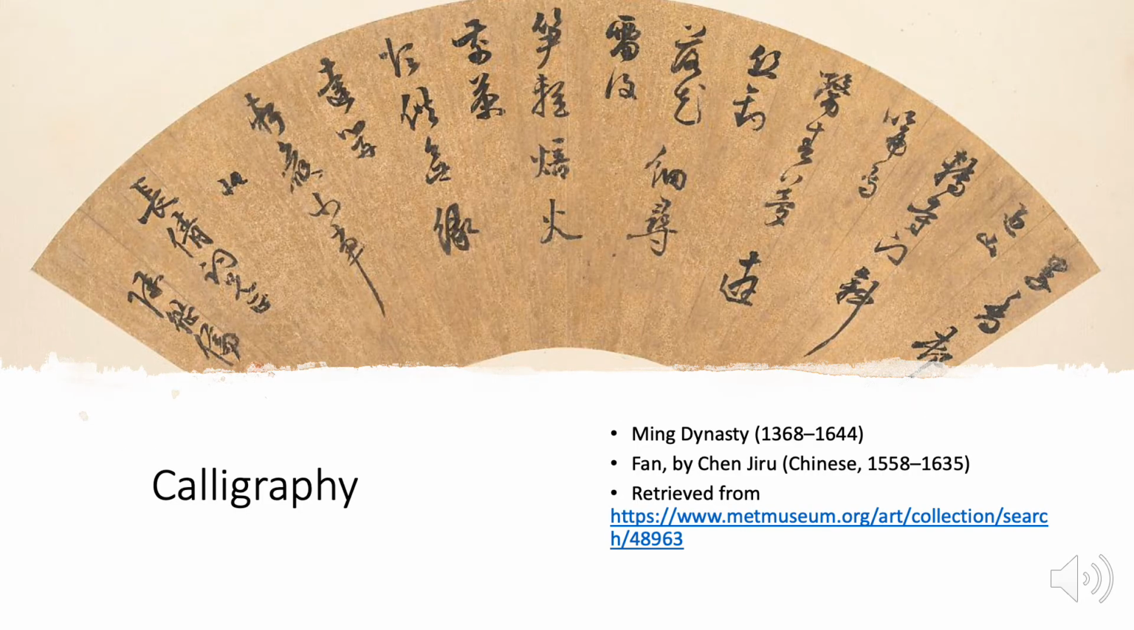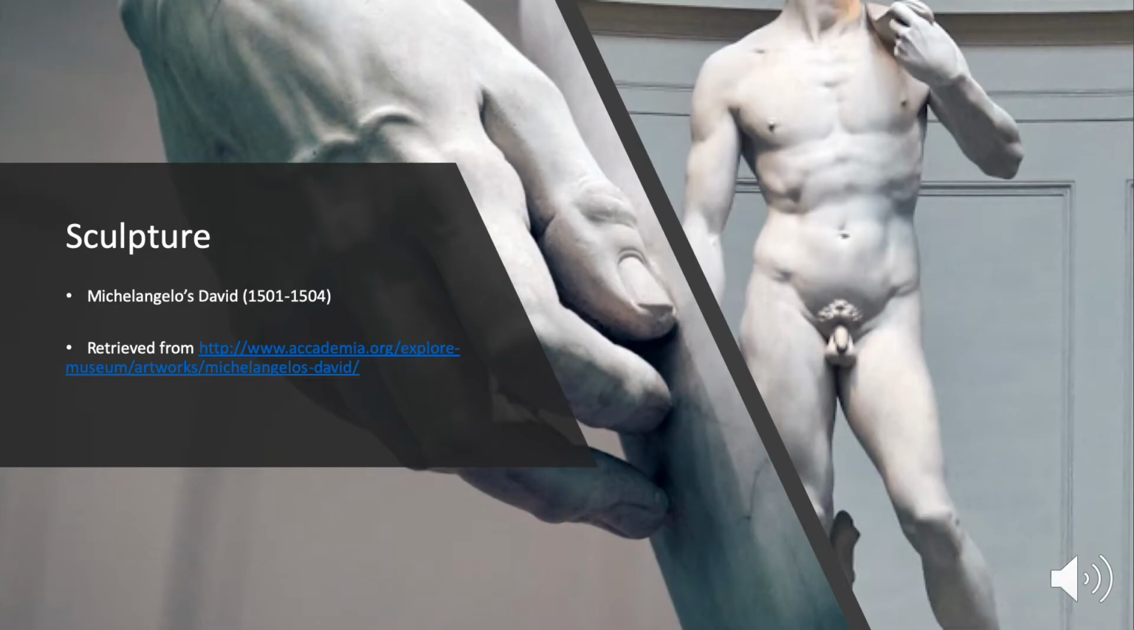Here's an example of a Ming Dynasty fan, an example of calligraphy. And here is a classic piece of sculpture. This is Michelangelo's David in Florence, Italy. Very famous piece. Michelangelo was looking back at traditional Greek marble sculptures and was highly influenced by that.